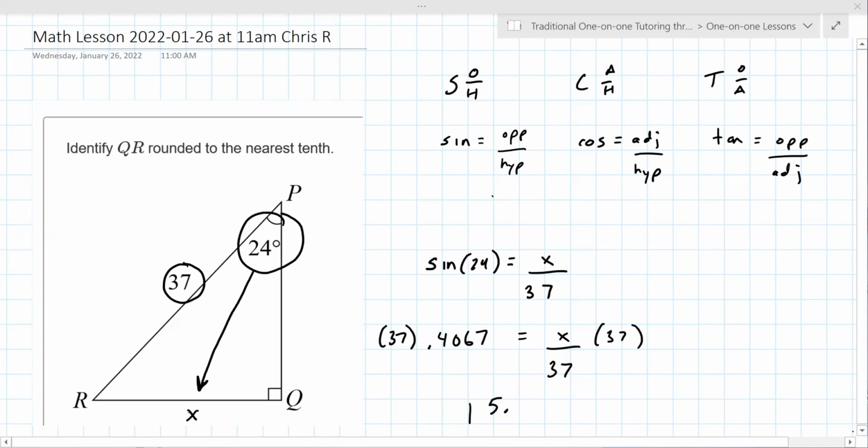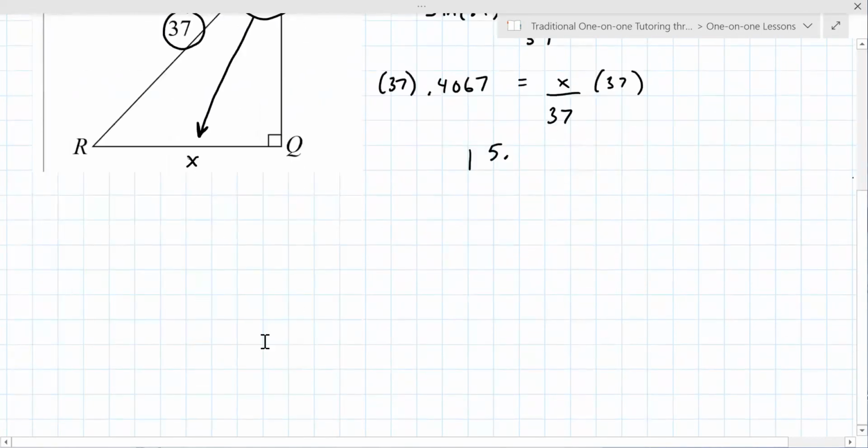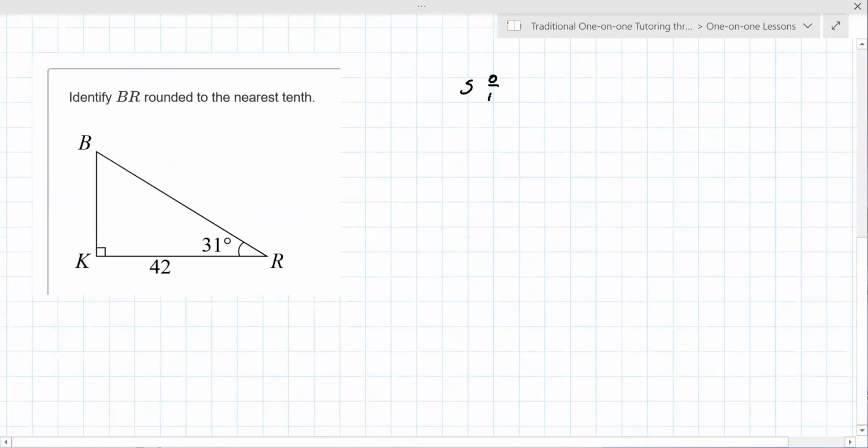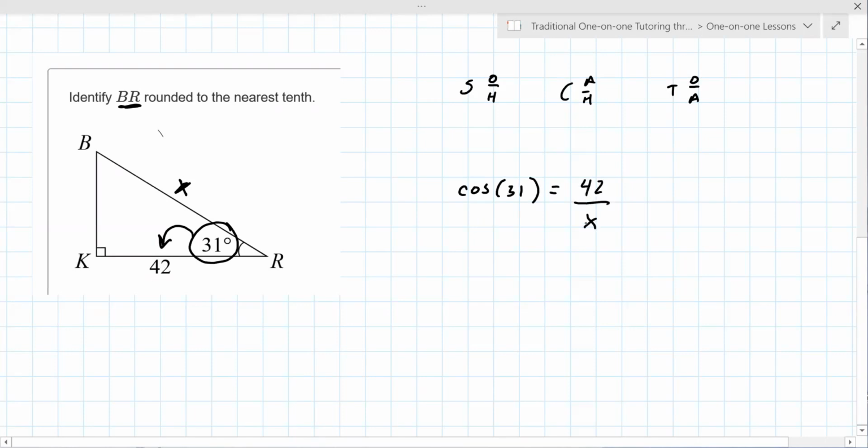All right. So now we're going to do this next problem together. What I would do if I were a student is write SOH CAH TOA every time until I just knew it. So this is the angle you're given. Is 42 opposite or adjacent? It's adjacent. And BR is the hypotenuse. Which one uses the adjacent and the hypotenuse? Cosine. So the cosine of 31 equals the adjacent, 42, over X, because the hypotenuse is X.